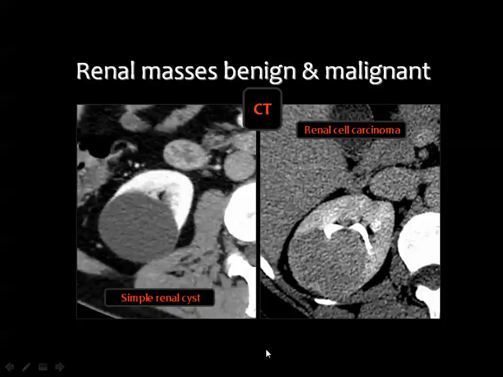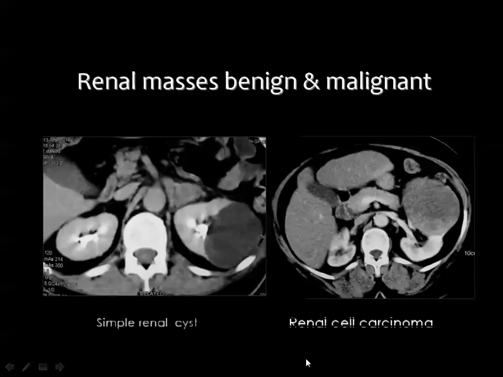Then this is the difference between a cystic lesion in the kidney containing water, which is simply a renal cyst, and this is a solid lesion in the kidney representing a renal cell carcinoma. And these are 2 different examples of a simple renal cyst in the left kidney and a solid tumor in the anterior aspect of the left kidney. This is renal cell carcinoma, and this is a simple renal cyst.